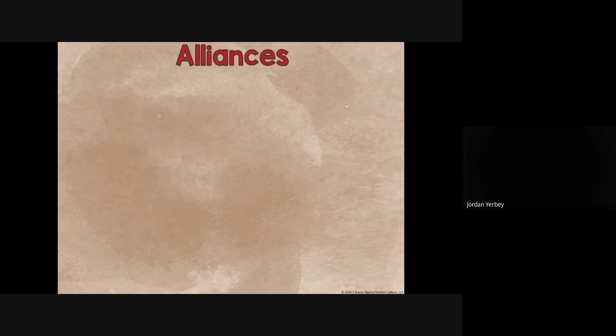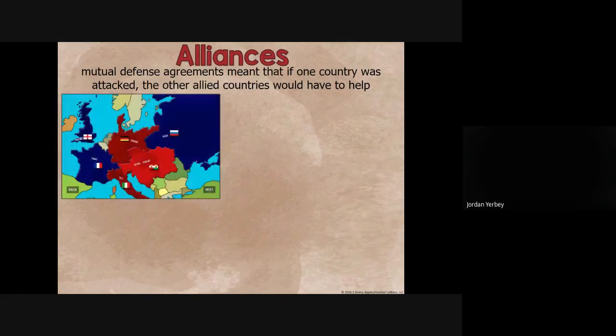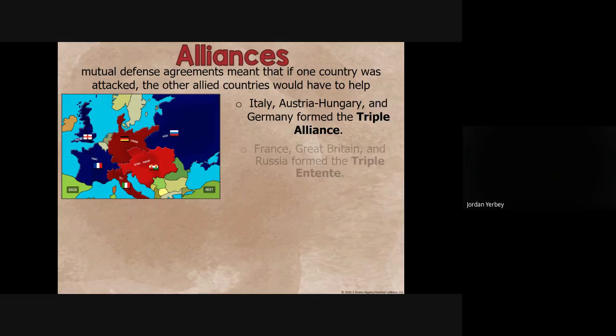Our second cause that we're going to talk about is alliances. These were mutual defense agreements that meant that if one country was attacked, the other allied countries would have to help. And you had a couple different major alliances. You had the Triple Alliance, which was Italy, Austria-Hungary, and Germany, and the Triple Entente, which was France, Great Britain, and Russia. And those were the major alliances.